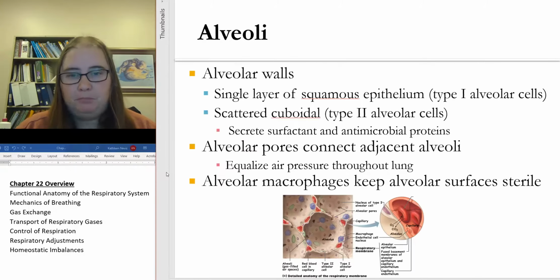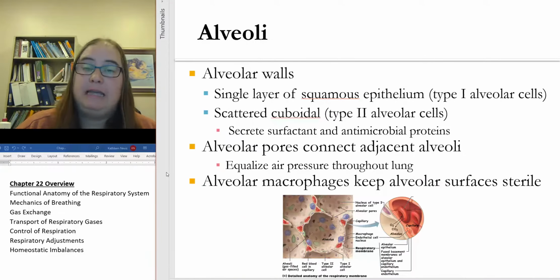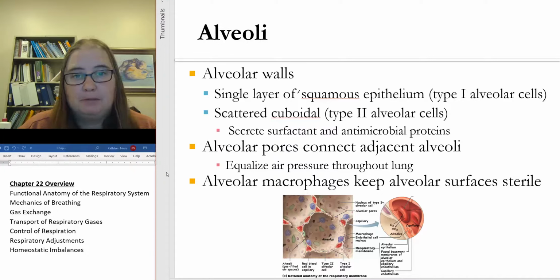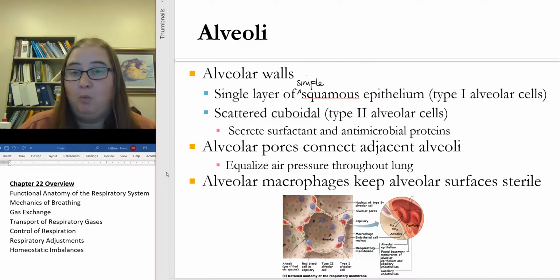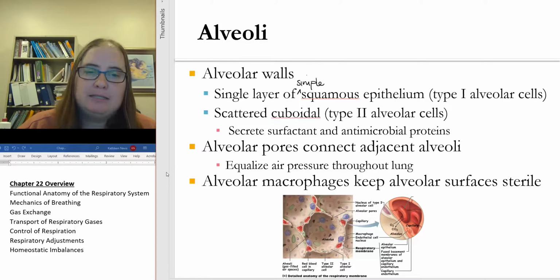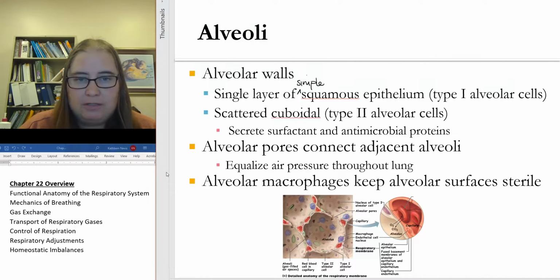When we look at the alveoli a little bit more in depth, what we see is the following. We have our alveolar walls, and this is basically a single layer of simple squamous epithelium. These are often referred to as your type 1 alveolar cells, and then scattered throughout there, you also have these little green cells that are represented. There's another one here and another one here.